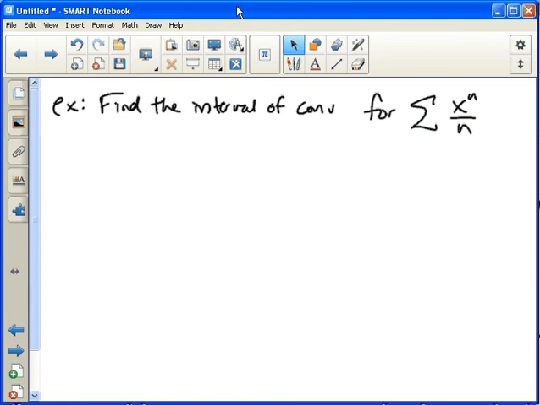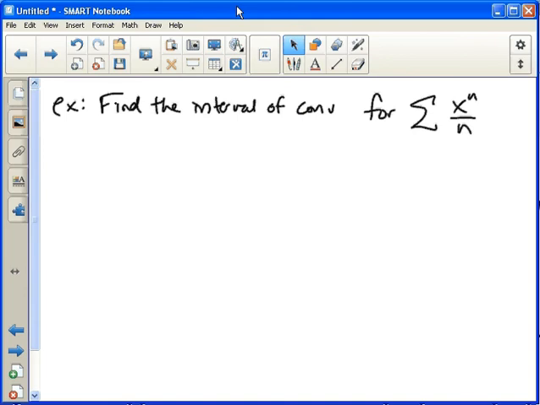This is part 2 of the video, so make sure you've watched part 1. This is about the radius and interval of convergence for power series. Now, we already talked about how to find the radius of convergence by using the ratio test. Now we're going to talk about how to find the interval of convergence. Okay, now to find the interval, you've got to know the radius first.